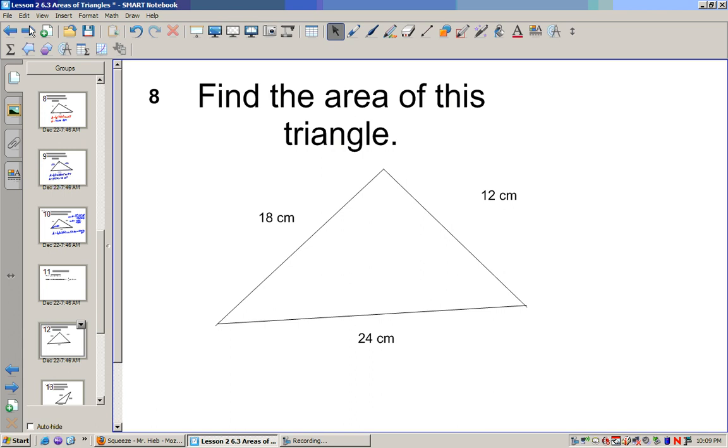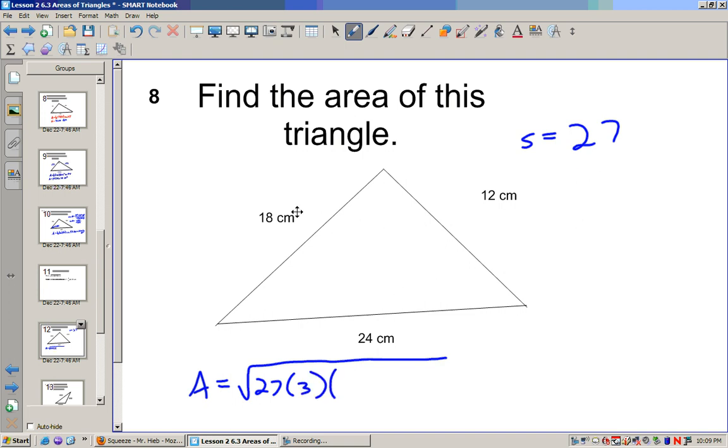So let's find the area of this triangle. First thing we need to do is find the semi-perimeter. So we have 18 plus 12, which is 30, plus 24, which is 54, and we take half of that, which will be 27. So now my area is the square root of 27 times 27 minus 24, which is 3, 27 minus 18, which is 9, and 27 minus 12, which is 15. So I just multiply those together, 27 times 3 times 9 times 15, square root that answer, and I get 104.57. All right, and this is in centimeters squared.